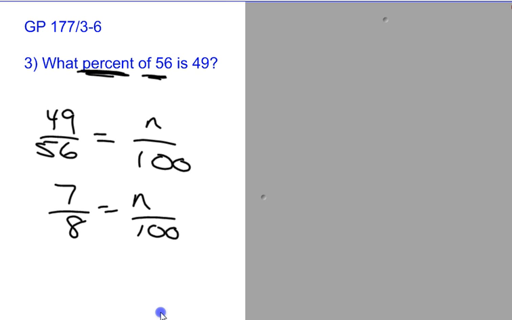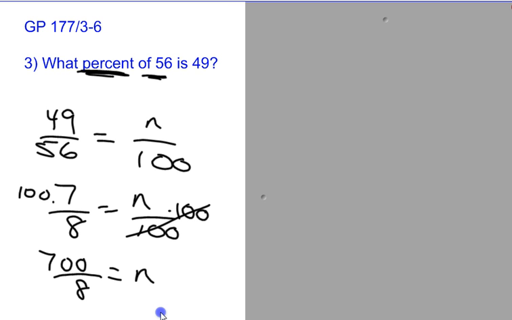And we end up with, or does anybody notice a faster way than using cross products? I mean, what is happening to n here? It's simply being divided by 100, right? So what's the inverse of that? Multiplication. We can simply multiply both sides by 100. And now, do we have n isolated? Yes. So has anybody found that shortcut already, when you were solving proportions? Anyway, we have 700 over 8.